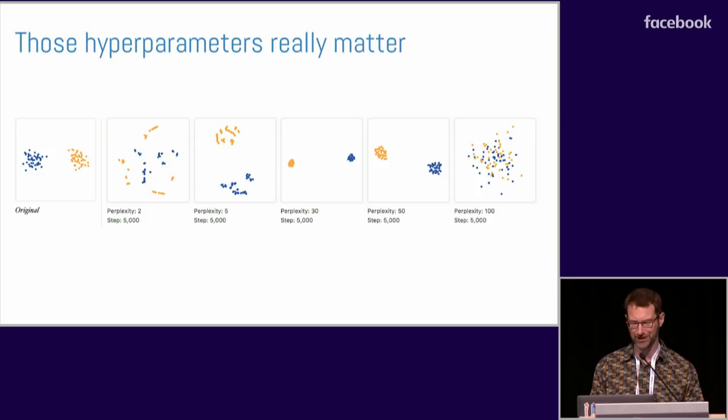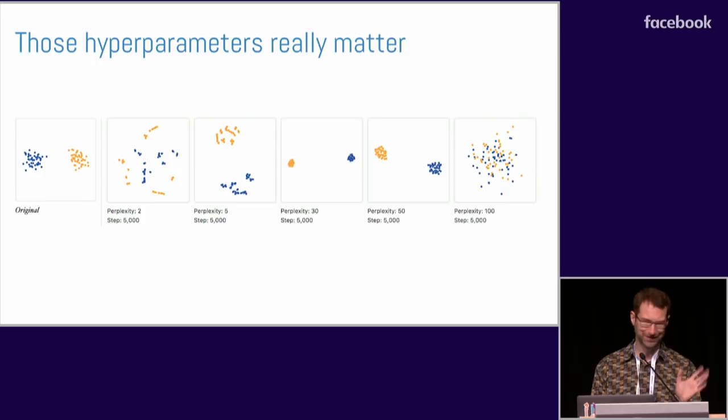You can see at 5, you start to get those clusters out. 30 and 50 seem to do about right, because that matches roughly the scale of the things. At 100, it just goes crazy, largely because if your perplexity matches the total number of data points, everything starts to go wrong.